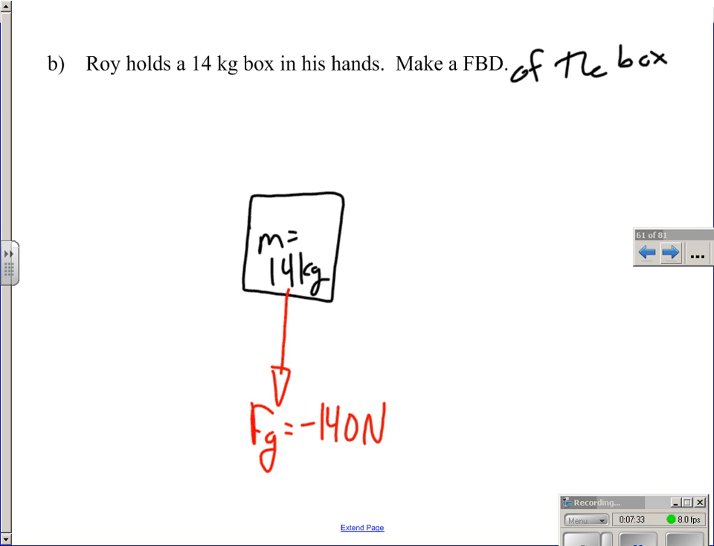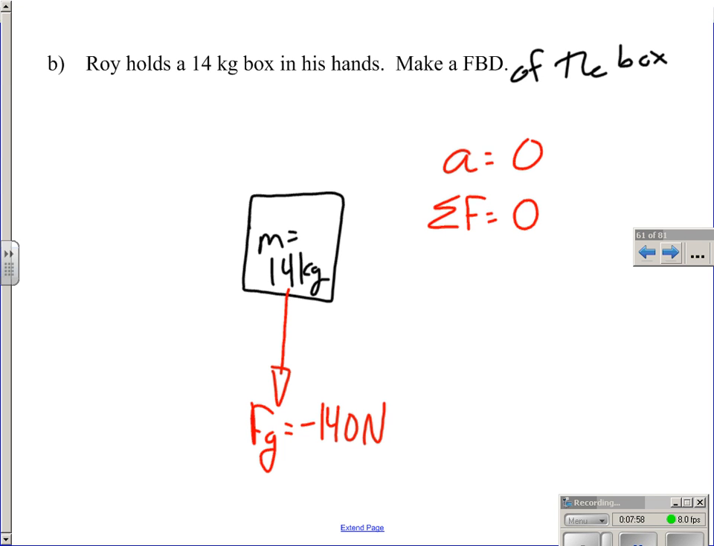All right, so step 3 is the think step. And so the first option is if you know the acceleration. So do we know the acceleration? Well, what's the box doing? It's just sitting there, right? It's not moving because Roy's just holding it. So in this problem, the acceleration of the box is 0, which means, oh, Newton's first law tells us that means the net force has got to be 0.